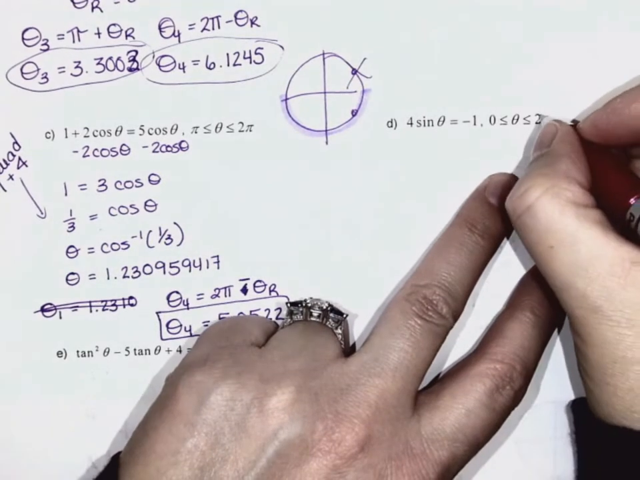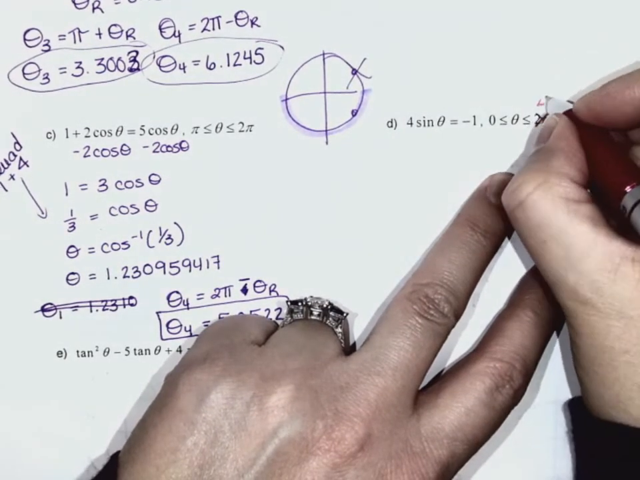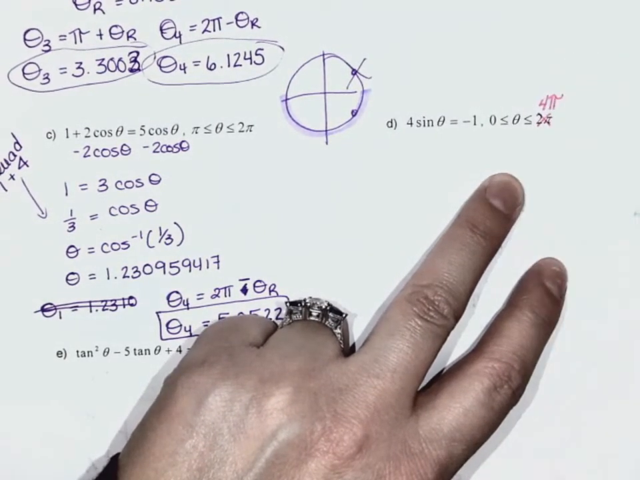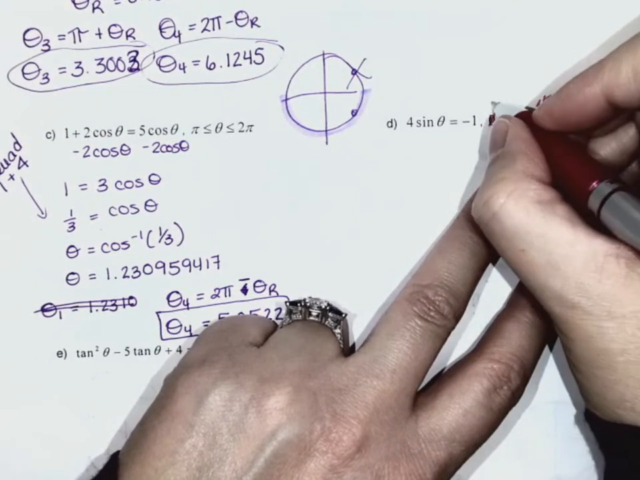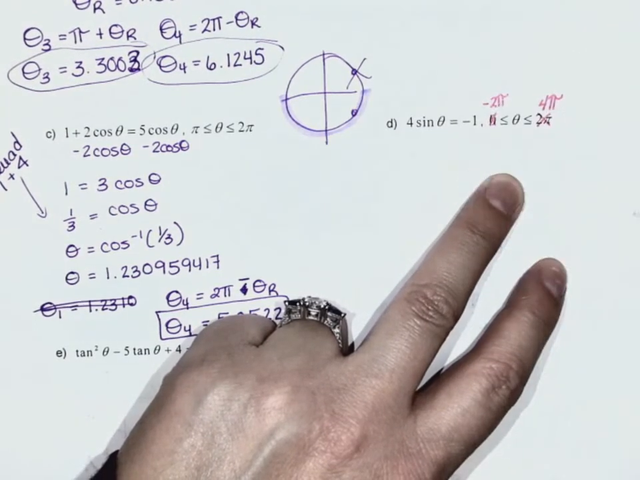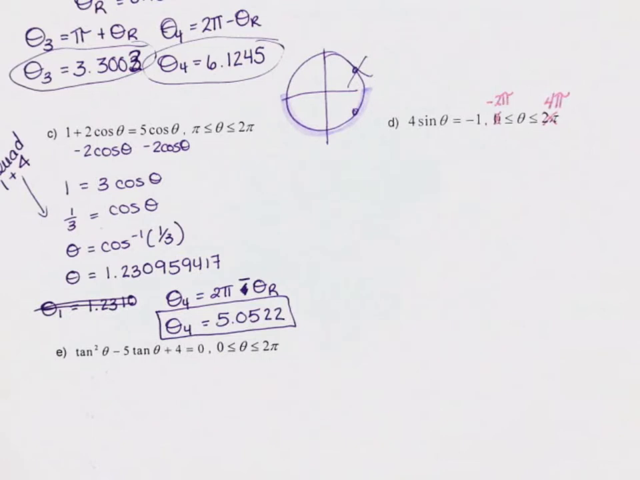Let's do a 4 pi rotation on the front. And let's do just a regular negative 2 pi on the back.